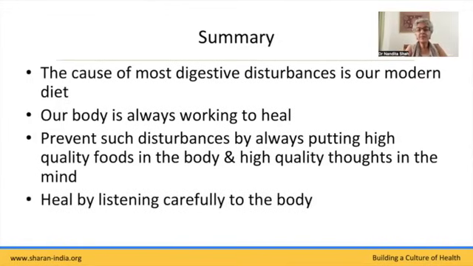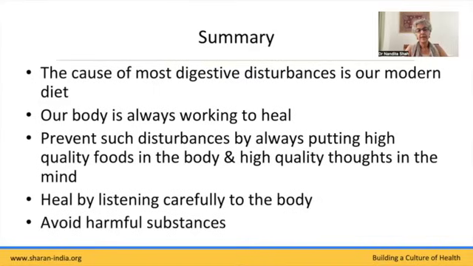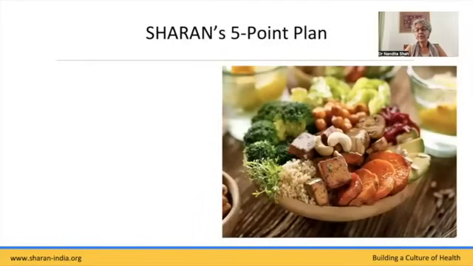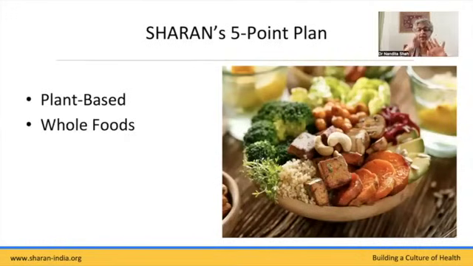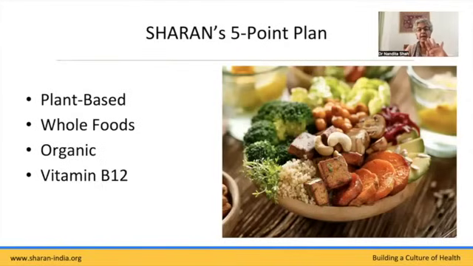And then heal by listening carefully to the body. And avoid all harmful substances, obviously. So SHARAN has a 5-point plan. It's 5, it's easy to remember that everything should be plant-based, everything should be whole, everything should be organic, and vitamin B12 and vitamin D should be checked and supplemented if required.